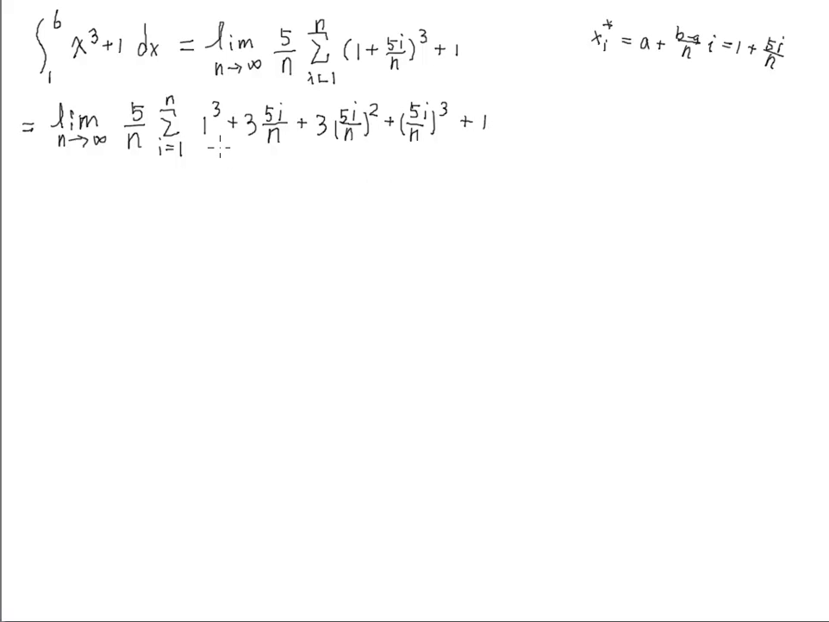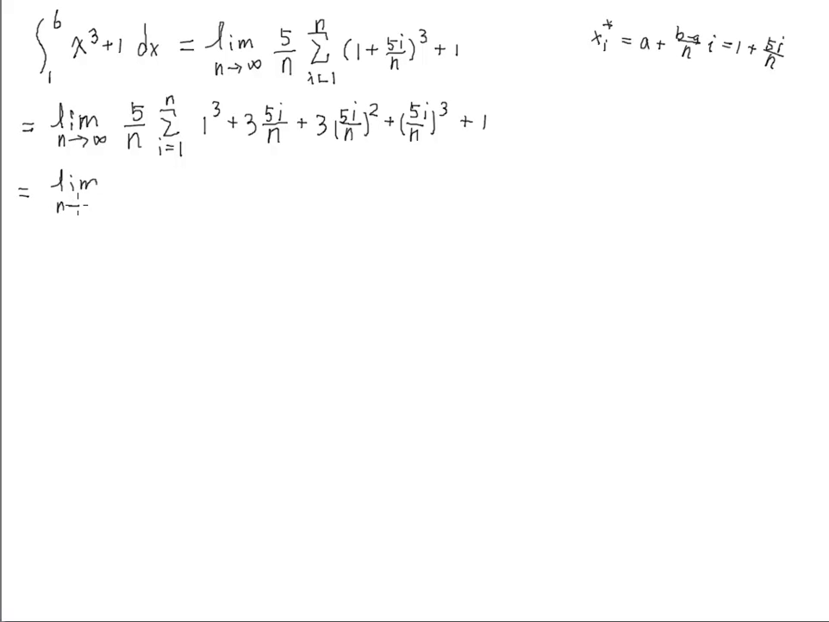Now, let's look at these terms. This is 1, this is 1. They can be put together as 2. This one over here is 15i. This one over here, 3 times 25 i squared. And this one, 5 cubed, i cubed over here. So now we do some kind of calculation, just getting ready for the summation to work.